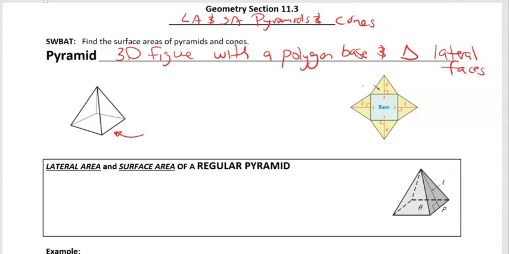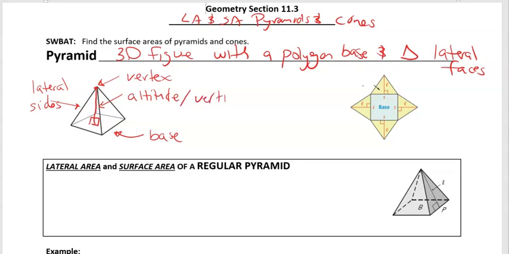Okay, down here, we got to talk about the anatomy really quickly. That is going to be your base. Up there is called your vertex. All of these sides are going to be your lateral sides. So all the triangles are lateral sides. And here is the thing that messes most people up. If you go from the vertex straight down to the base at a right angle, that is your altitude, also known as vertical height.